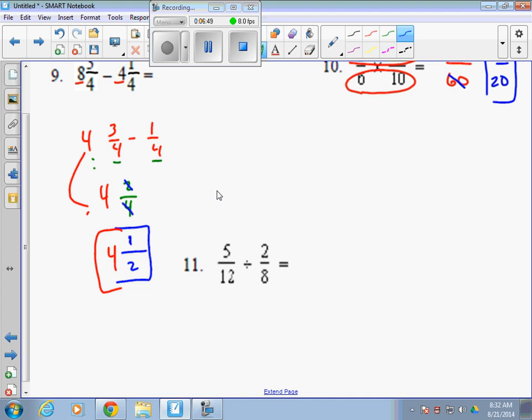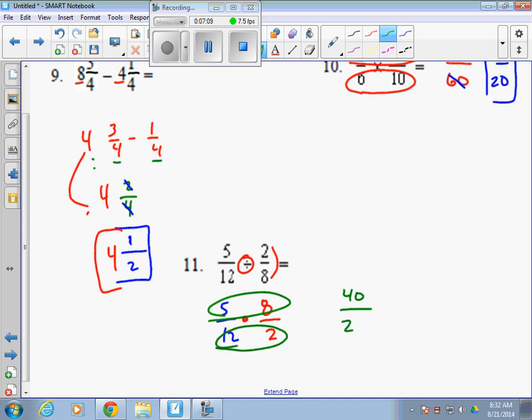Number 11 says 5/12 divided by 2/8. Again, 5/12. Division becomes multiplication, and you multiply by the second one, you flip it and make it a reciprocal, 8/2. Multiply straight across just like number 10. 5 times 8 is 40. 12 times 2 is 24.